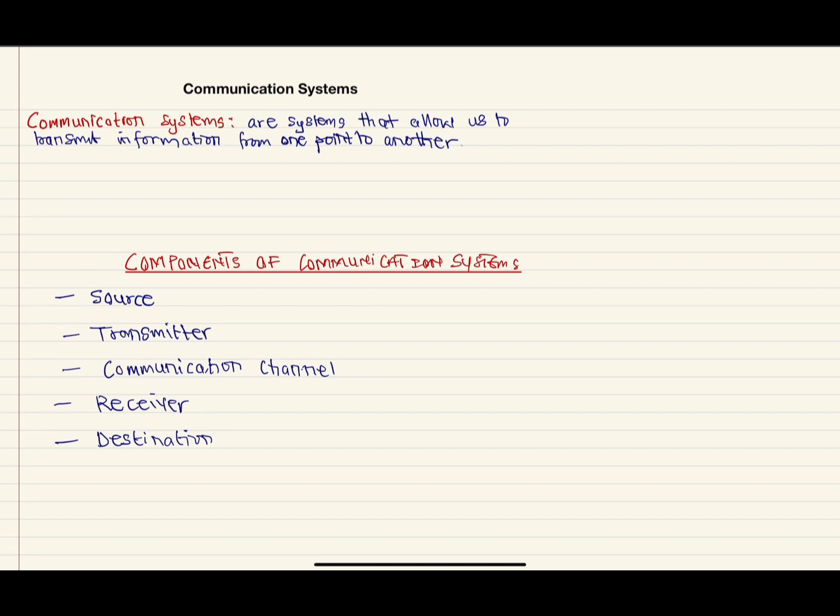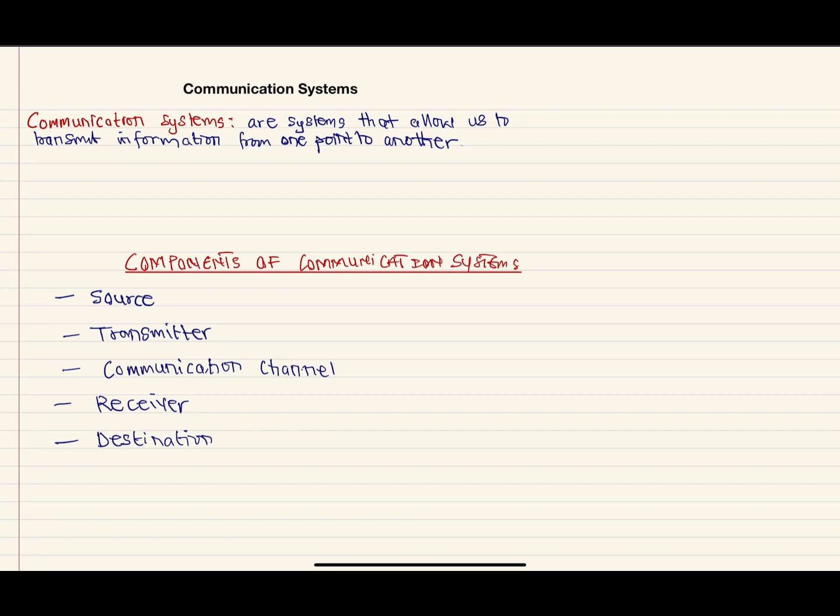Today we are going to talk about communication systems. Communication systems are systems that allow us to transmit information from one point to another. Basically, they are used in a wide variety of applications. These applications include radio and television broadcasting, cellular and satellite communications, computer networks, and industrial control systems.